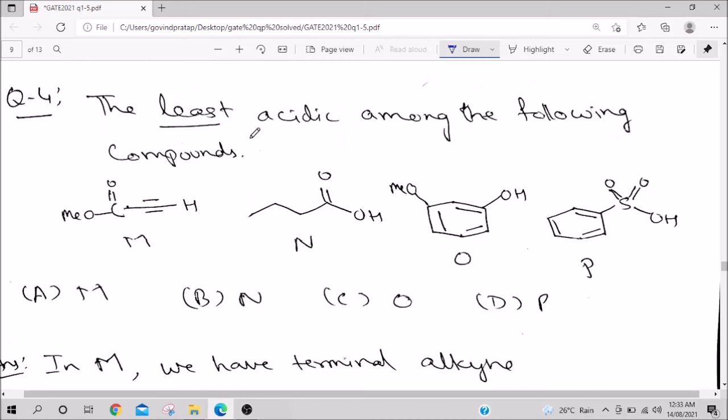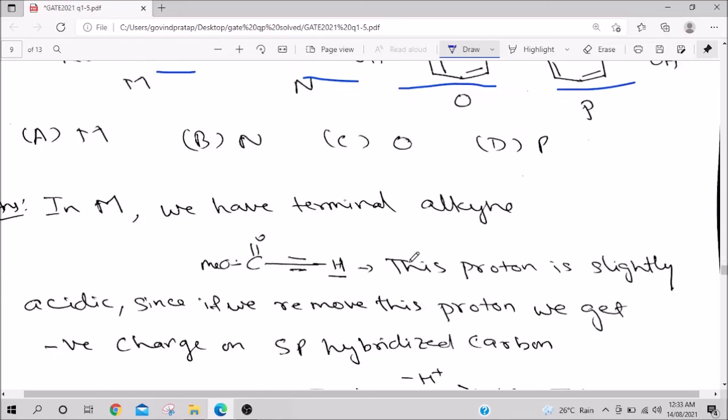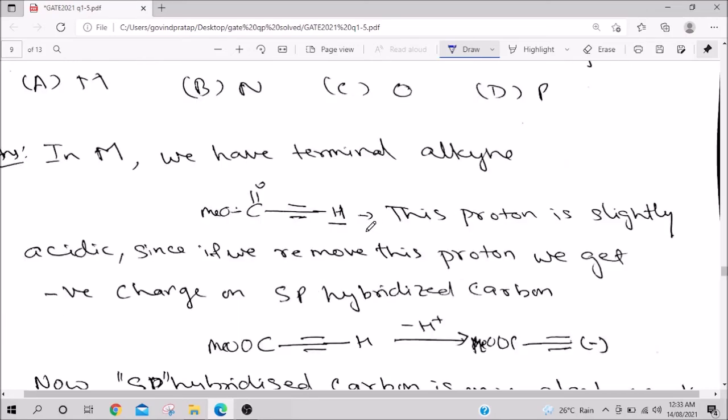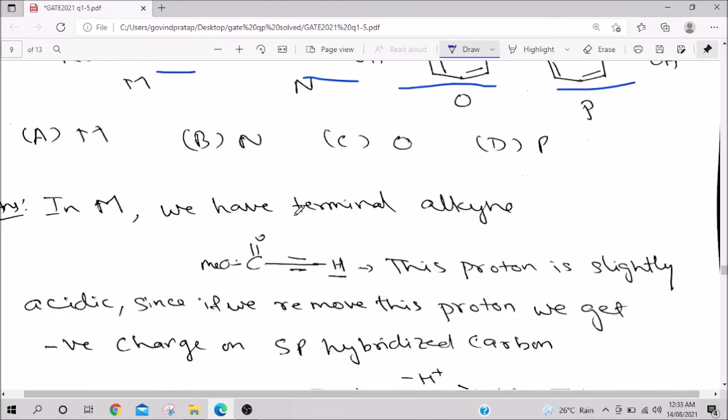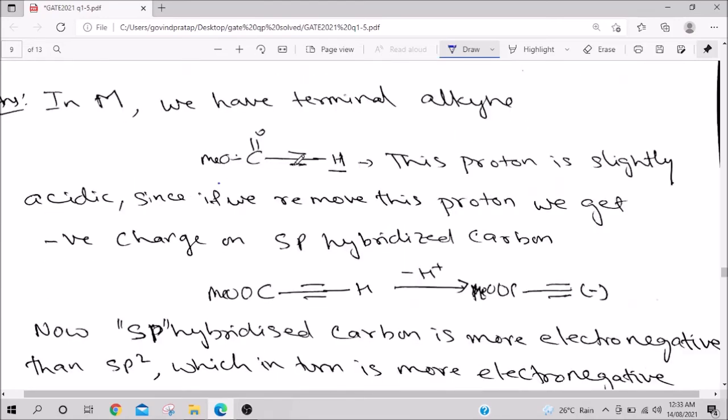Fourth question: the least acidic among the following compounds. So, the first one is an alkyne, the second one is a carboxylic acid, the third one is a phenol, the fourth one is a sulfonic acid. Let us look one by one, okay. It is asking for the least acidic. So, in the first you have this alkyne. This carbon has this proton, and this proton will be acidic to whatever extent it will be. Now, the proton on an alkyne.